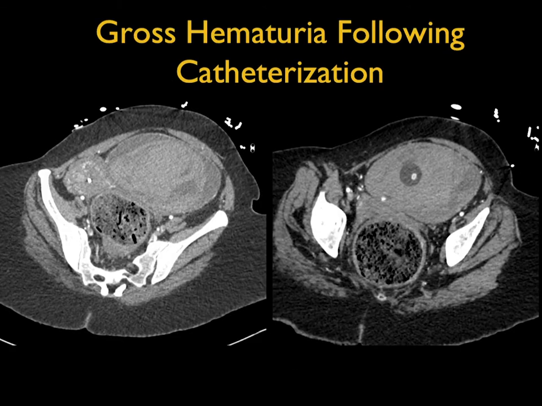Another example, just to show you the appearance, gross hematuria following catheterization. You look at the bladder, Foley in place, high density, obviously blood. You do the arterial phase, look at the active extravasation. They must have injured the bladder when they were doing the placement of the Foley.